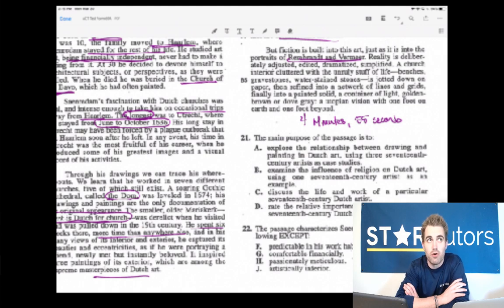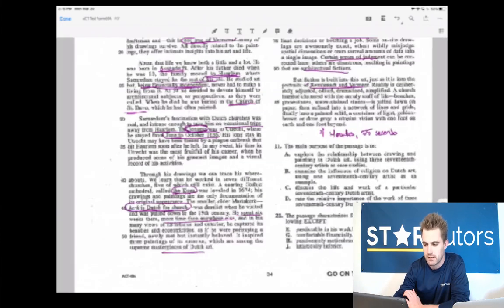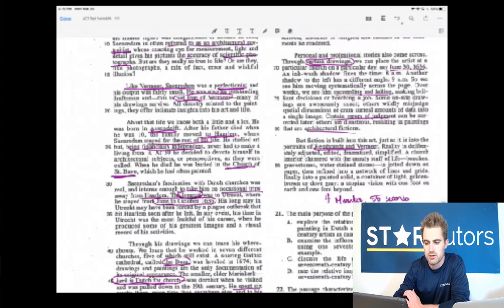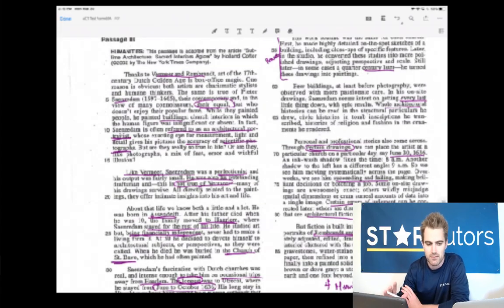drove me crazy about the ACT reading was this idea that you should read the questions first. This section is called reading, not read questions first and then go try to find those questions in the passage. This is a perfect example of why that strategy, to read the questions and jump back and forth so often, is wildly inconsistent.